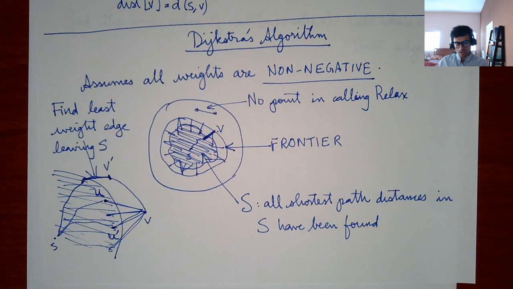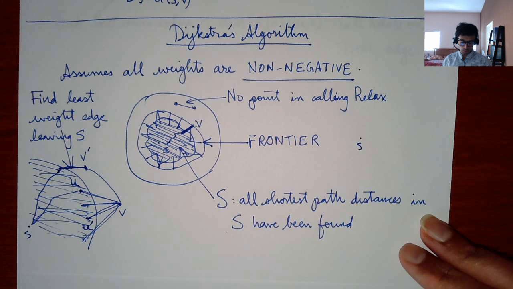So here's one way of looking at it. Look at S. You obviously have the shortest path to S. Okay, so let's start with S. Obviously you have the shortest path to S when you begin. Look at all the neighbors.